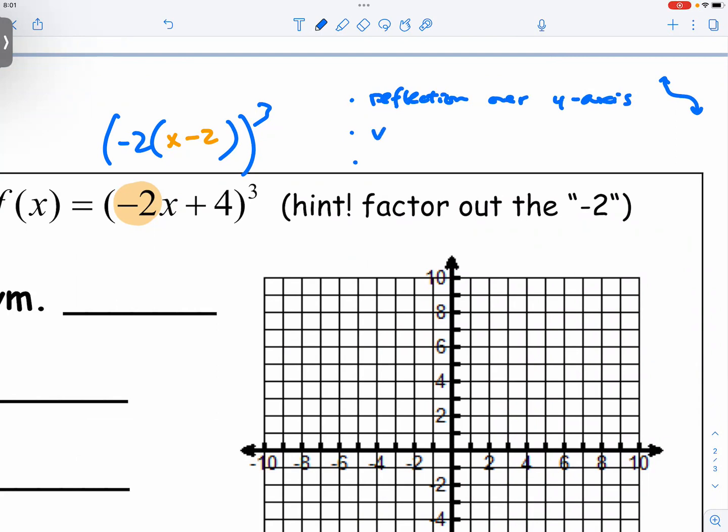And next one is a vertical. No, not vertical, sorry, my bad. It is a b value, so it is a horizontal shrink or compression by 1/2. And also we have to shift the graph all the way to the right by 2 units. Okay.